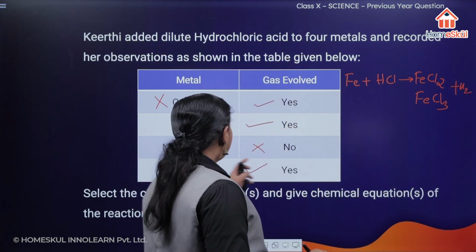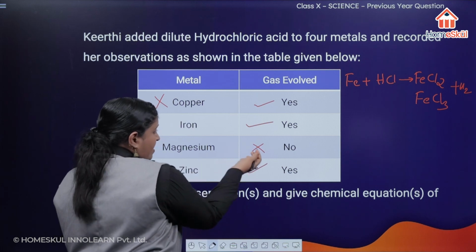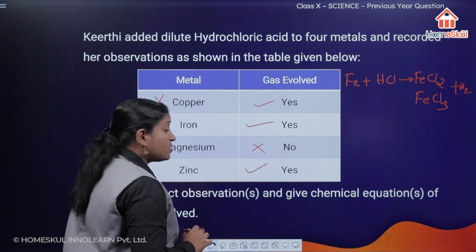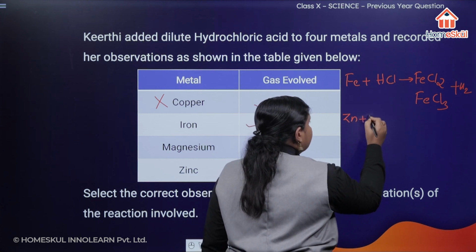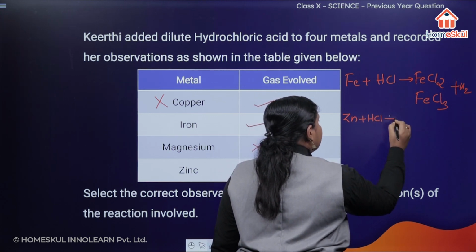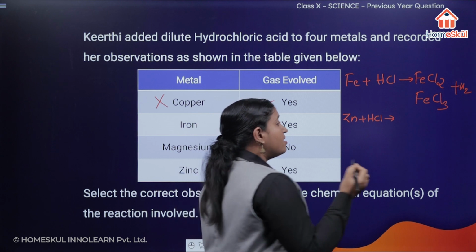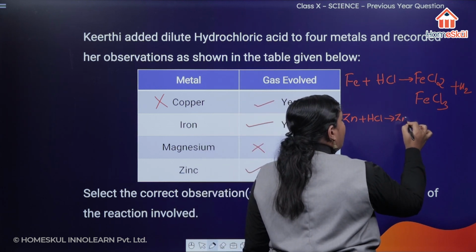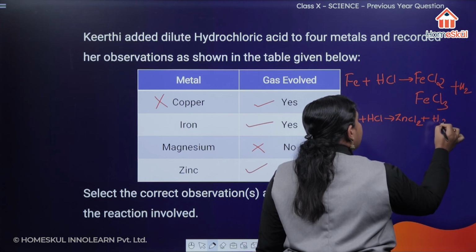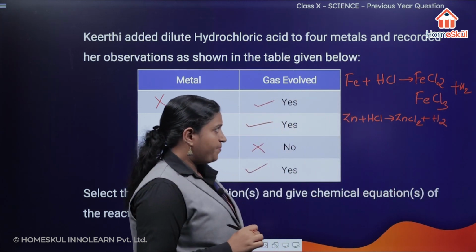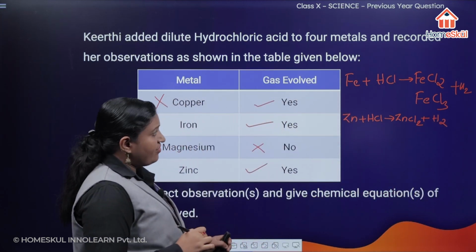That is the first one. Look at the next one. Magnesium has no reaction. Of course, coming to zinc. What happens when zinc reacts with HCl? When zinc reacts with hydrochloric acid, it will give you zinc chloride, a salt, and hydrogen gas will be given out. These are the equations involved here.